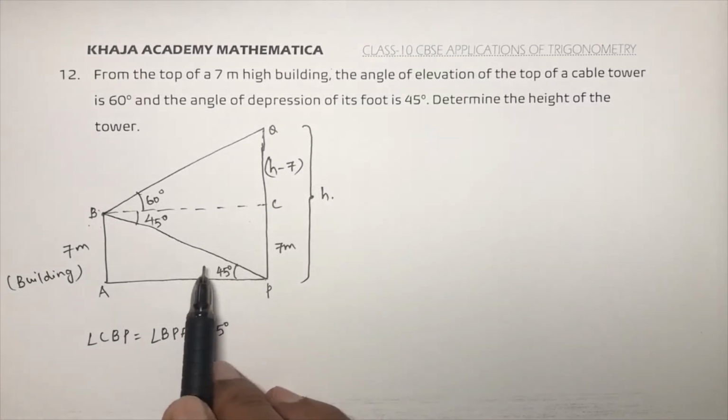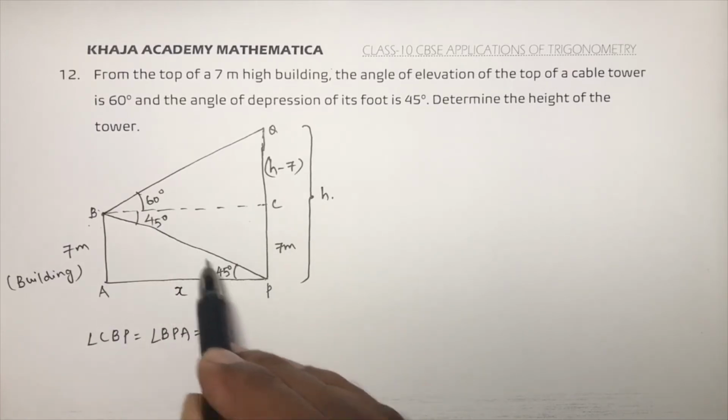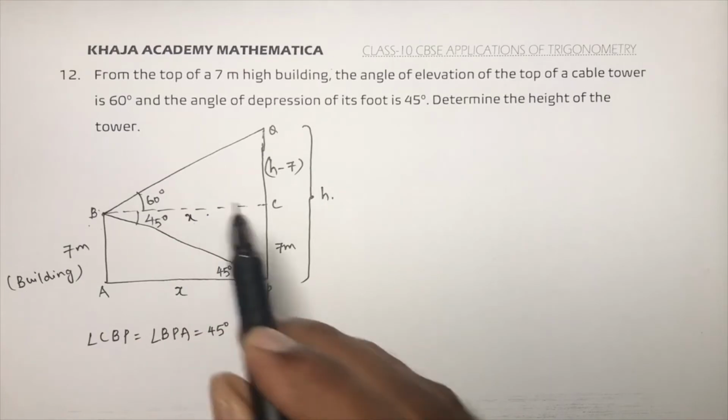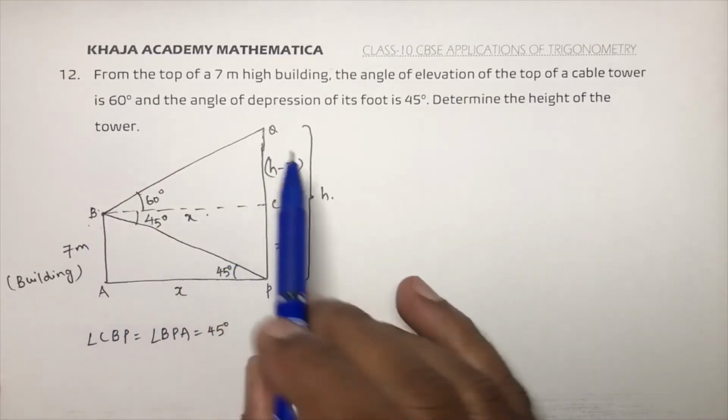Now see, you can take either triangle BAP. I'll consider the horizontal surface AP as X. So BC also will be X meters. Now I'll take triangle BCQ.